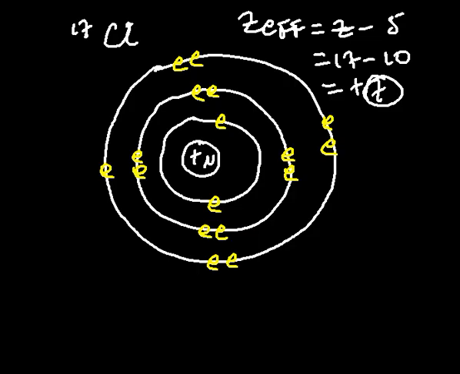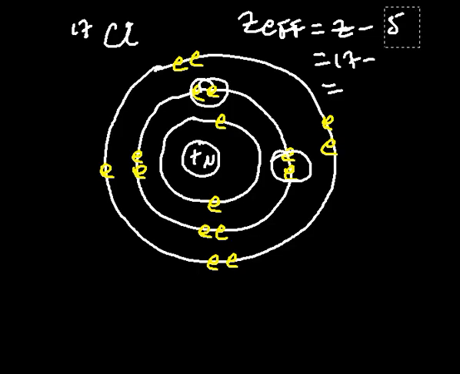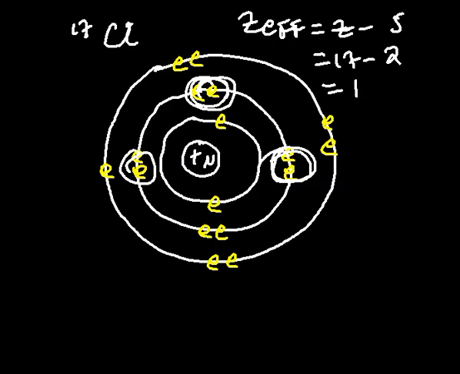And how about the effective nuclear charge for the electrons in the second energy level? The principle remains the same. You have the same Z here, the atomic number of 17, that is the proton number, and how many electrons are shielding the second shell electrons? We have 2 electrons. So in that case, we have the Zeff being +15.